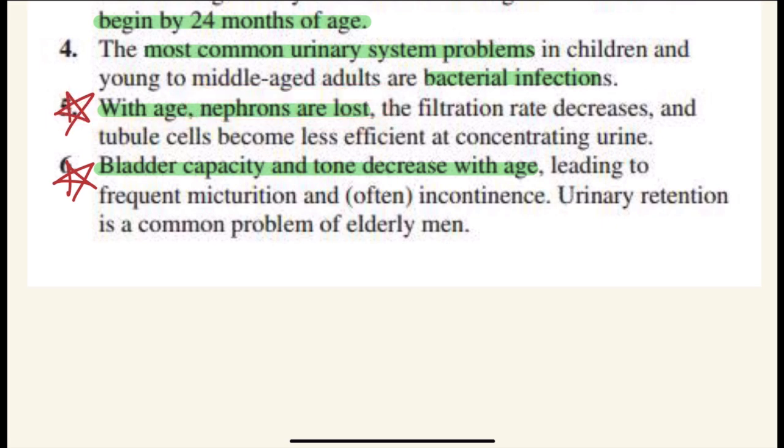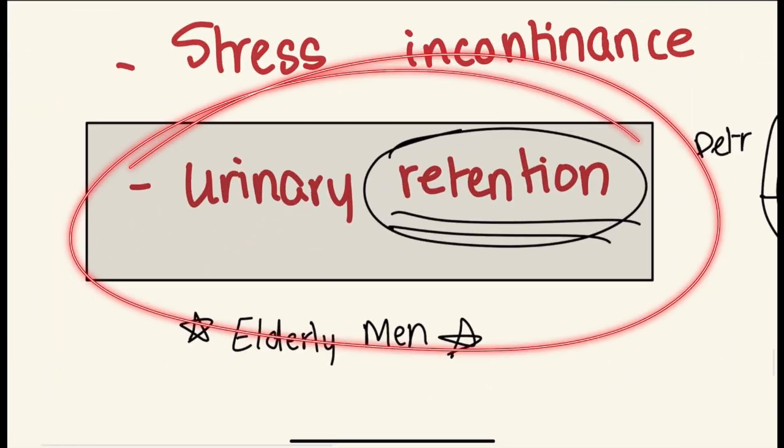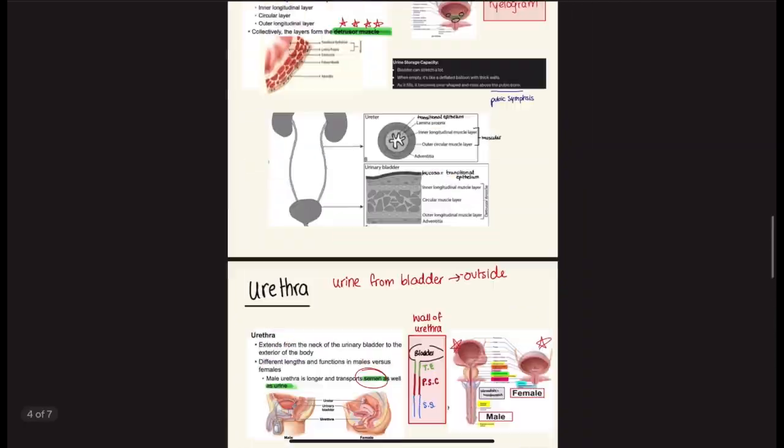So with age, the nephrons are going to be lost, and the filtration rate would decrease, which is common sense, right? And also, the bladder capacity and tone are going to decrease with age, which would lead to frequent micturition problems and, like I said before, incontinence of urine. And urinary retention is a common problem of elderly men, which we already mentioned. Okay, so that's it for the urinary chapter.